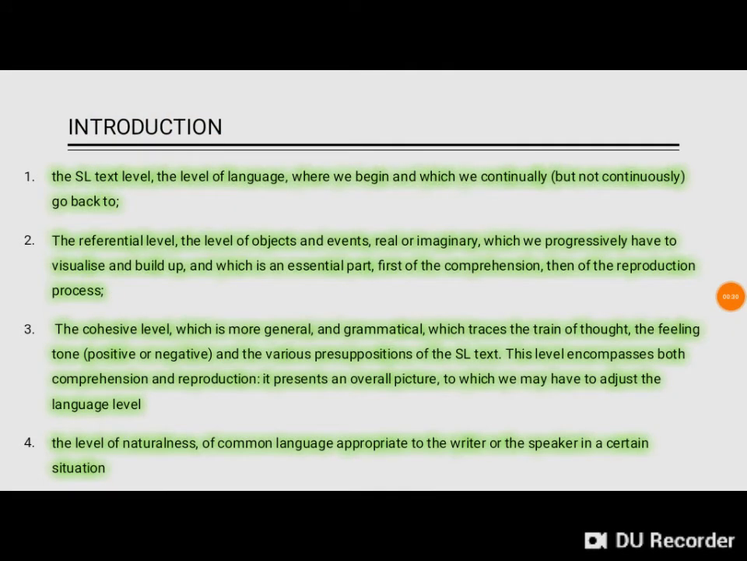Well, the first one, the introduction. My description of translation procedure is operational. It begins with choosing a method and approach. Secondly, when we are translating, we transfer with four levels more or less conceptually in mind. Number one, the SL text level, the level of language, which we begin with and continually go back to. Number two, the referential level. Three, the cohesive level. And number four, the naturalness level, of common language appropriate.